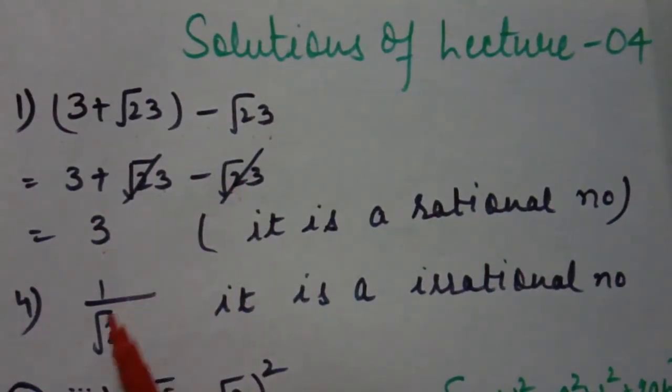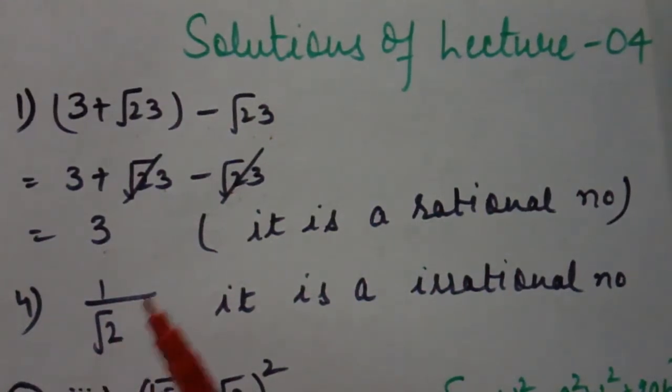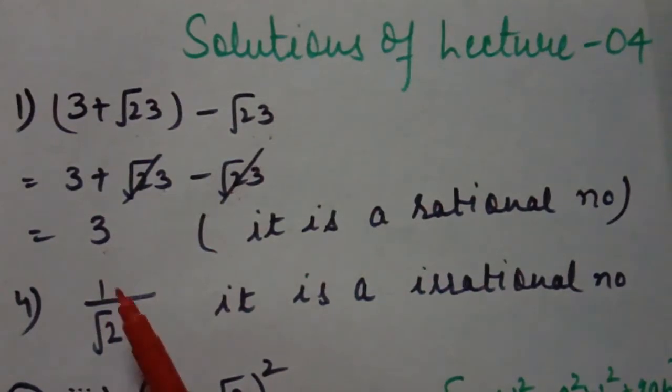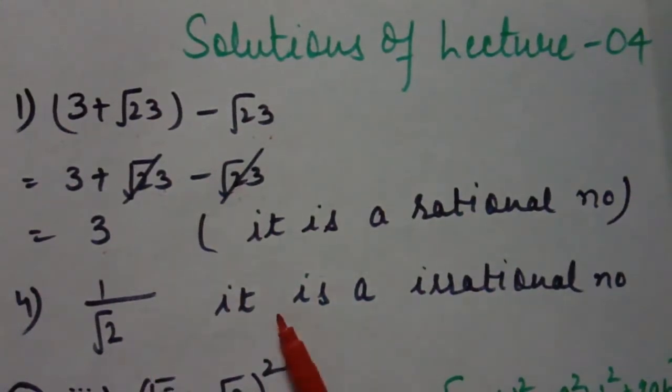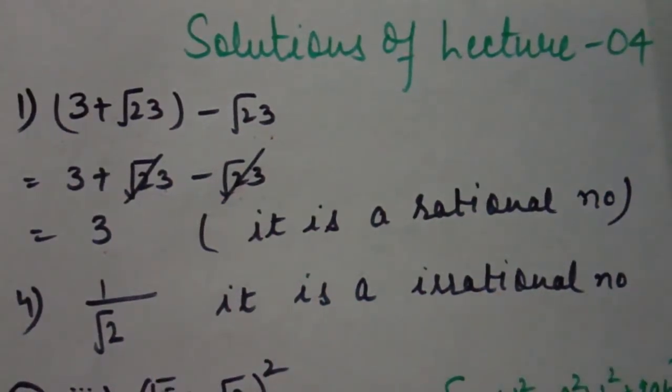Next, the fourth part is 1 upon root 2. We know very well that root 2 is an irrational number, and I taught you that when we divide a rational number by an irrational number, the result is always an irrational number. So it is an irrational number.